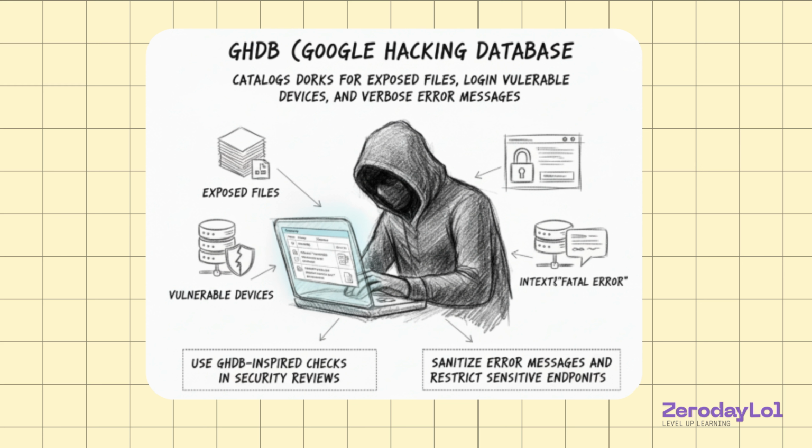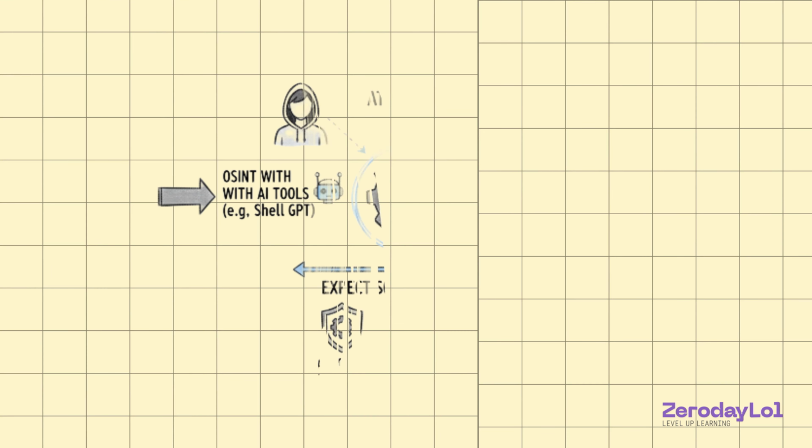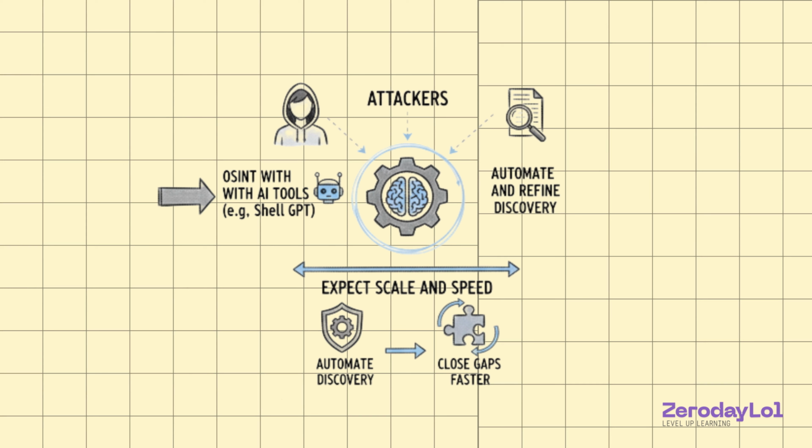And I guess the security community has sort of cataloged these types of searches. Oh, yeah. There's the Google Hacking Database, the GHDB. It's a huge collection of these dorks designed to find exposed files, misconfigurations, vulnerable devices. Like finding login pages accidentally left open? Or files with passwords? Precisely that. Or even error messages that reveal too much, like specific software versions that have known vulnerabilities.